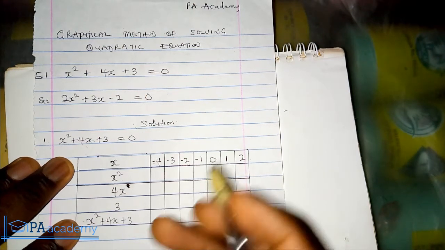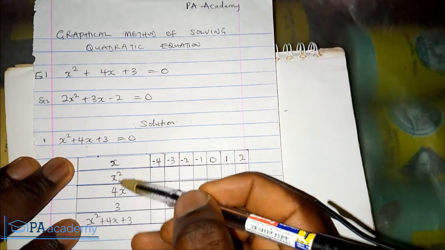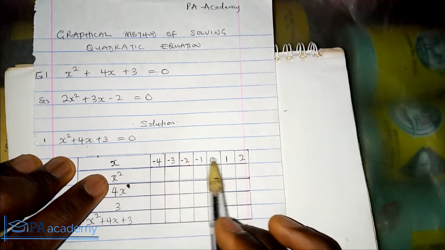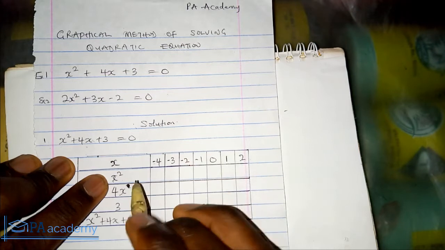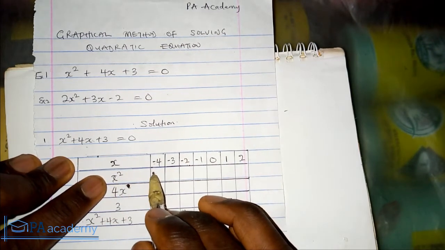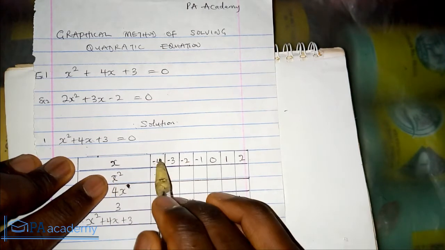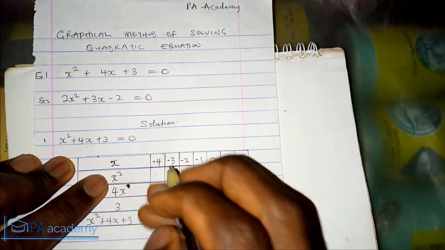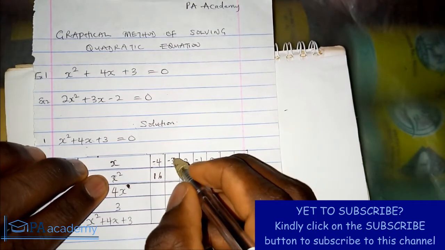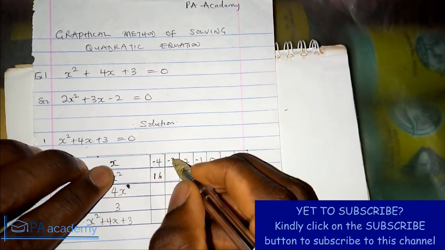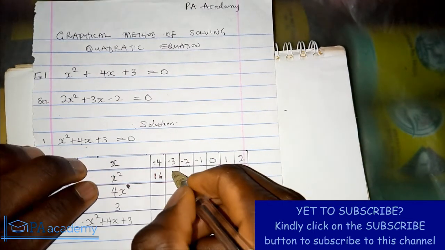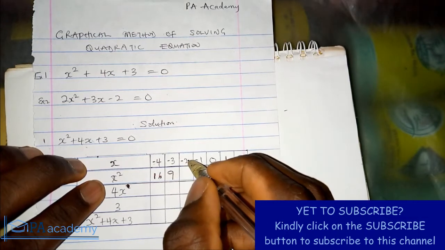So let's get started. Now we've put in these values. Where we have x, we are going to put each of these values in their column. So now we have x squared. To get the value here, we are going to replace x with minus 4. So minus 4 squared will give us 16. Let's go to the next box. We are under minus 3. If you put minus 3 in place of x, that will be minus 3 squared, and that will give us 9.